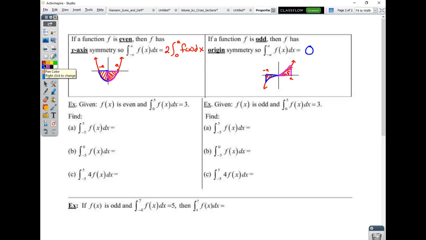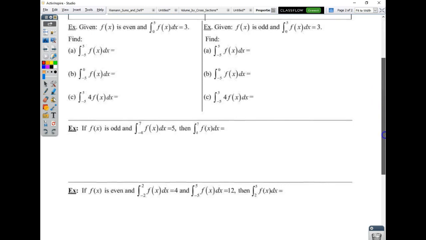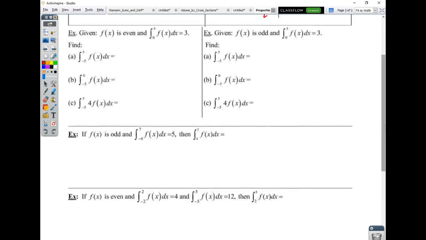So some examples of problems where we're going to see this and use this will be down here. If I have a function that's even and the integral from 0 to 5 of f of x dx is 3, then the integral from negative 5 to 5 is just double 3, because from 0 to 5 is 3, and from negative 5 to 0 is 3. We could say the answer is 6. From negative 5 to 0 is the same as from 0 to 5.